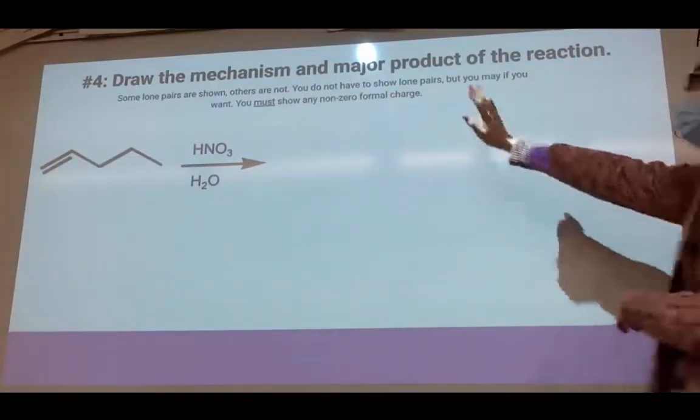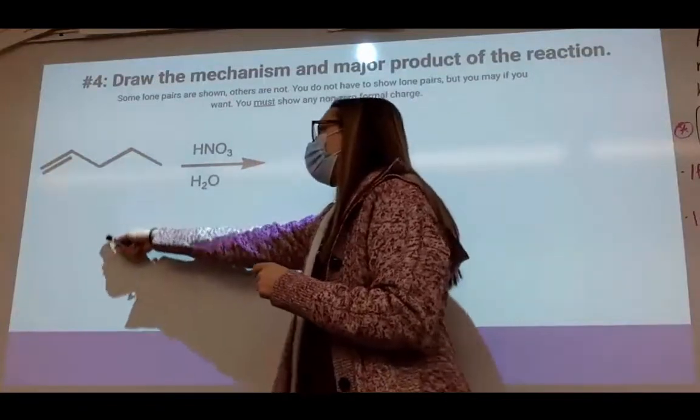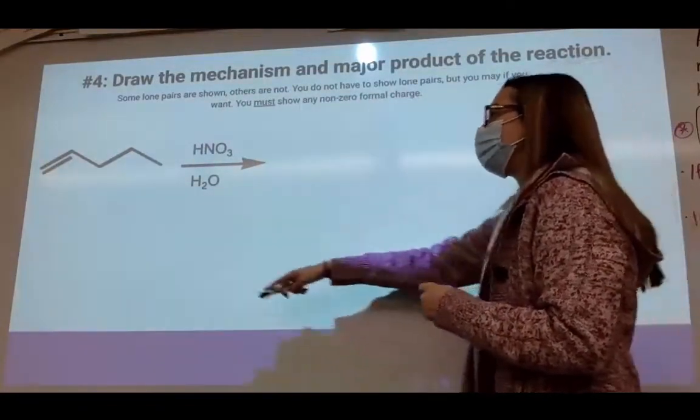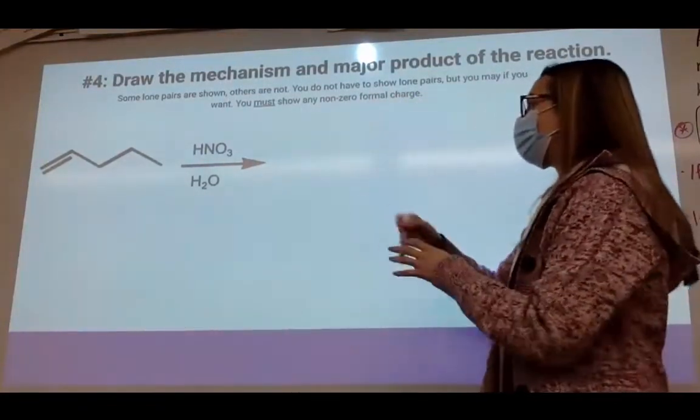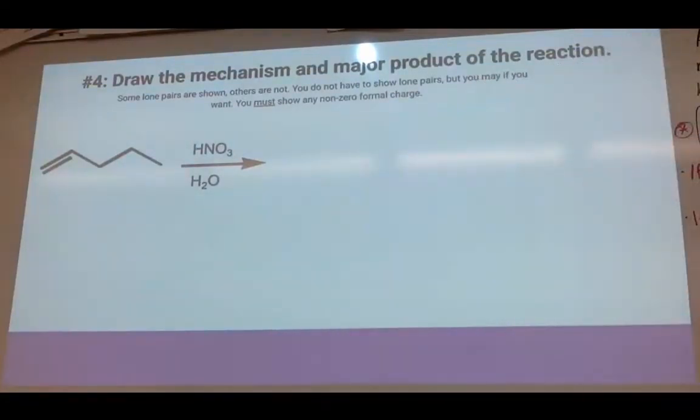Now, this says draw the mechanism and the major product of the reaction. Remember, as we go through for organic, we always have to show any formal charges that occur throughout the mechanism. I'm going to go down and around in the circle, so we're going to show the mechanism down and around, and then the final product will be up here. And I'm going to try to use different colors as well.